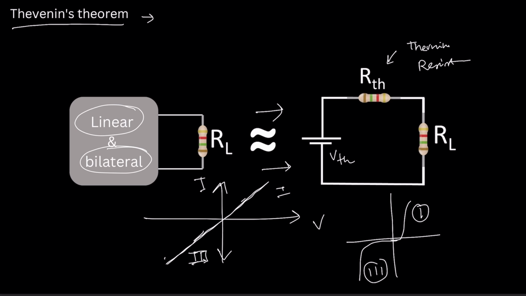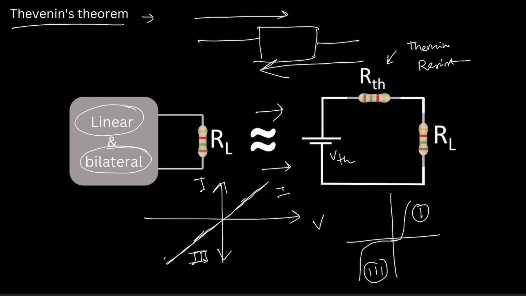In a simple way, in any component, if the current flow from this side is equal to the current flow from this side, then we call it a bilateral component. If current flow from this side is not equal to current flow from this side, then we call it a unilateral component, like diode, transistor. But resistance, capacitor is bilateral. So a circuit consisting of resistance, capacitance, inductance, we can consider as a bilateral circuit. We can apply Thevenin's theorem only for linear and bilateral circuits.